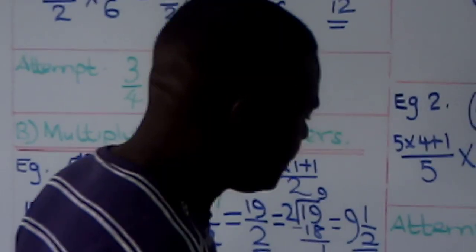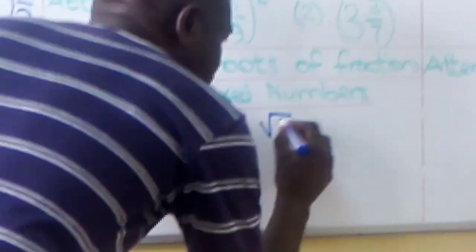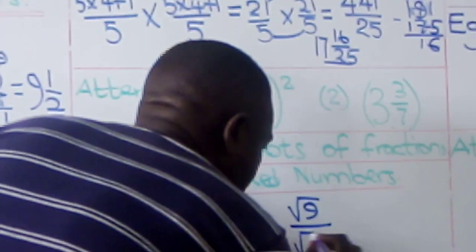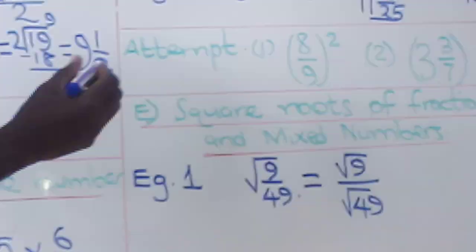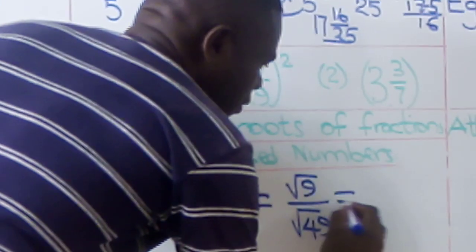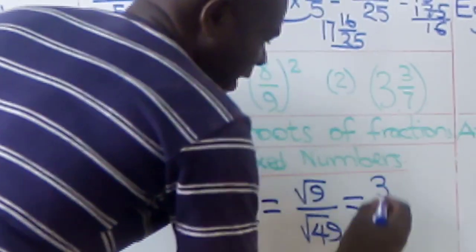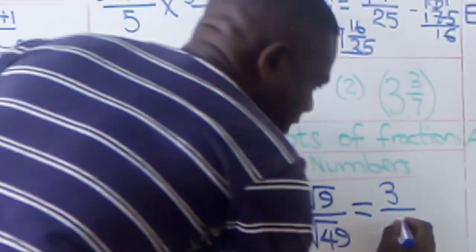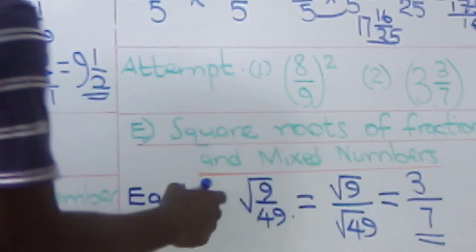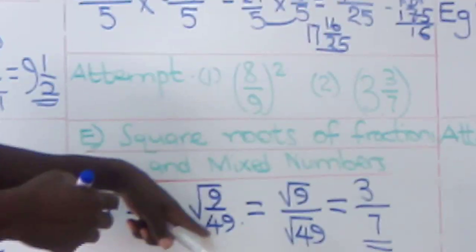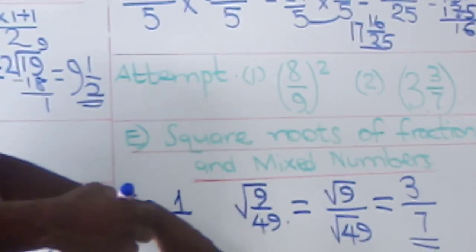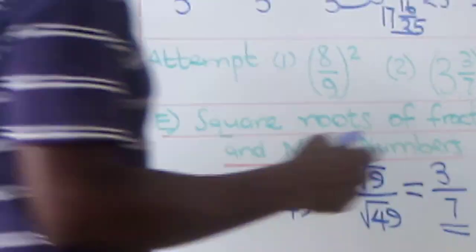Let's go on. So here, there is a rule where we find the square root of 9 on its own, and then the square root of 49 on its own. Are we together? So the square root of 9 is 3, and the square root of 49 is 7. So the answer here would be 3 over 7. That's the square root of 9 over 49. Thank you.